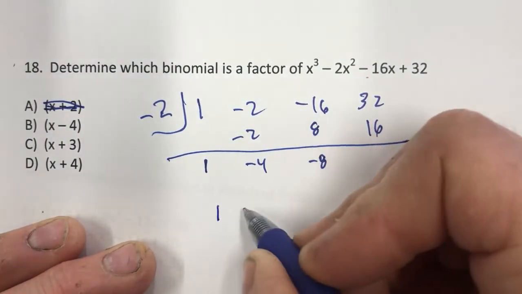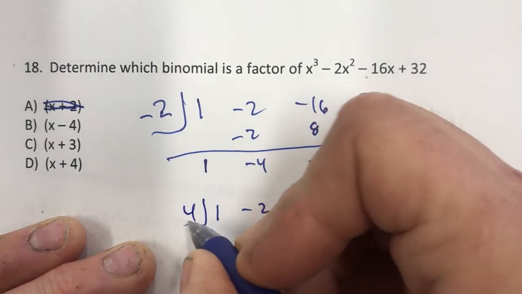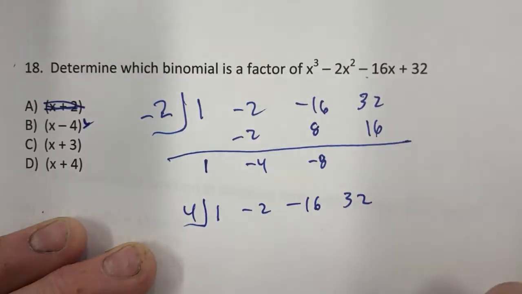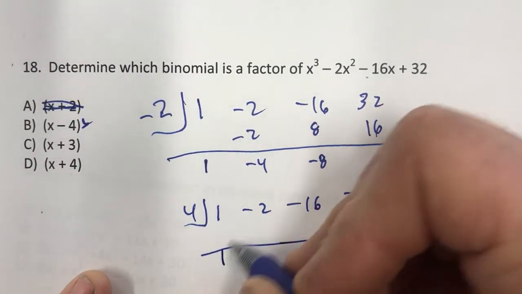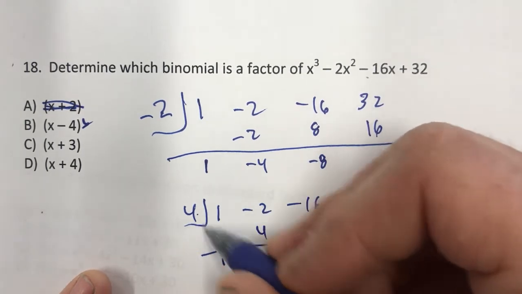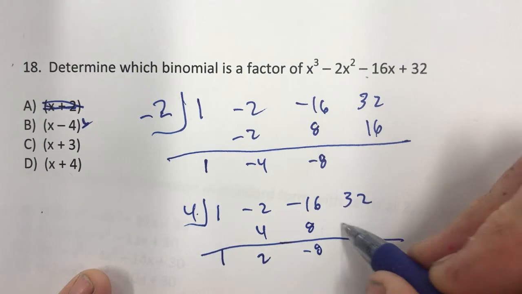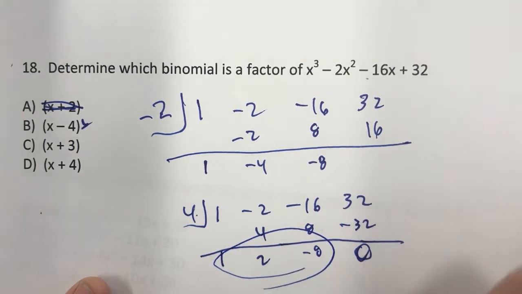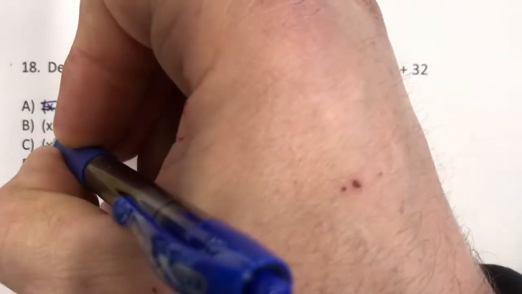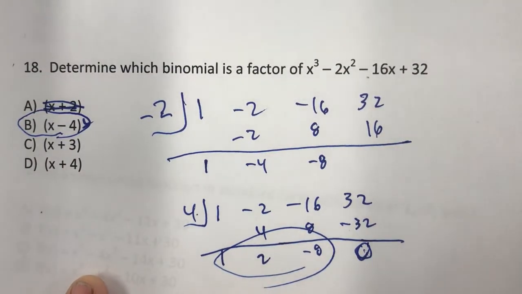All right, so we have 1, negative 2, negative 16, 32. Let's do 4 right here. So 1 comes down, 4 times 1 is 4, add those, 2. 4 times 2 is 8, add those, negative 8. 4 times negative 8 is negative 32, and look at that, we did it. So this one looks like it's a factor because it ends up with a zero here.